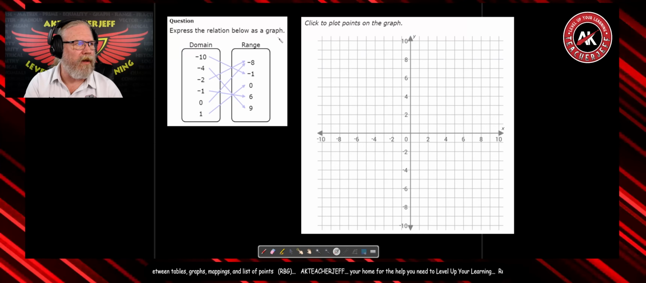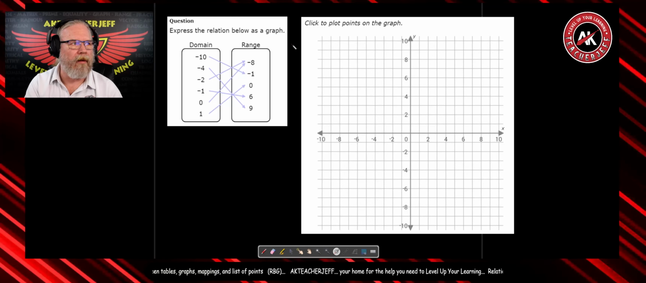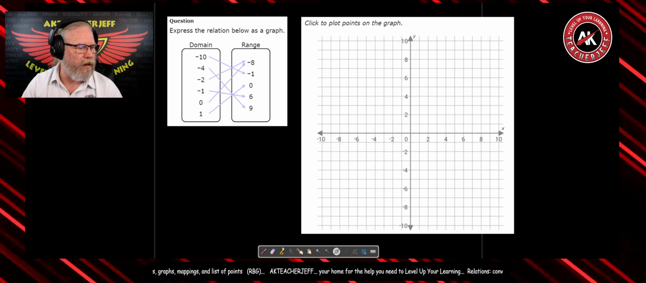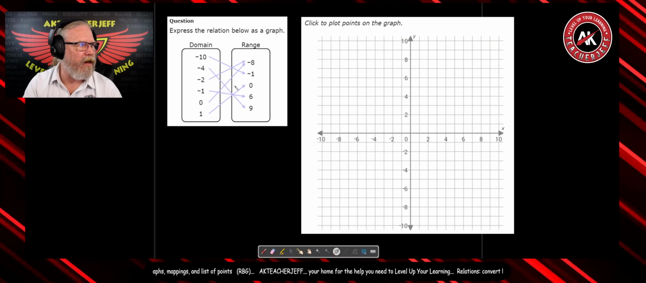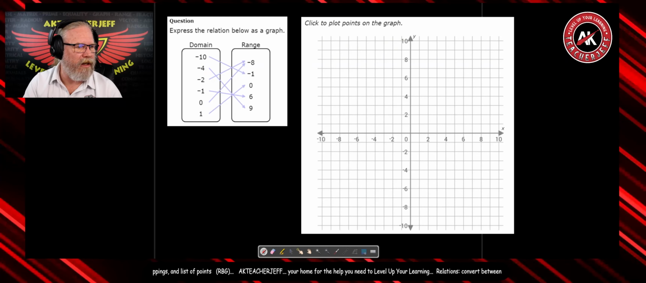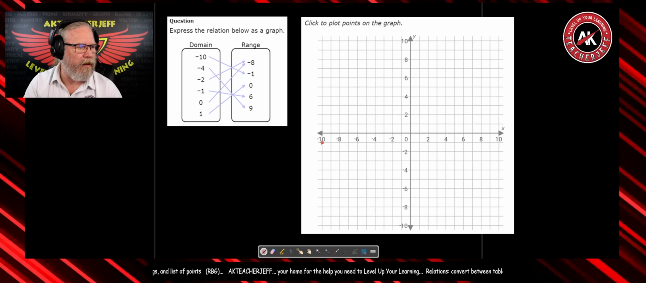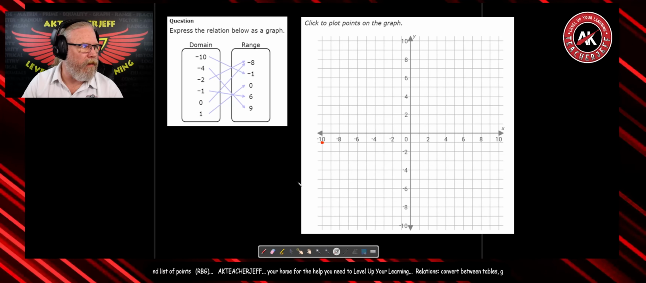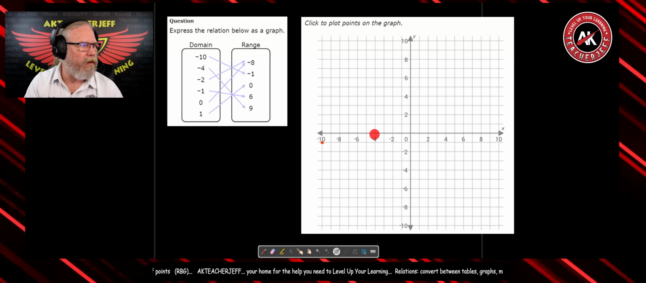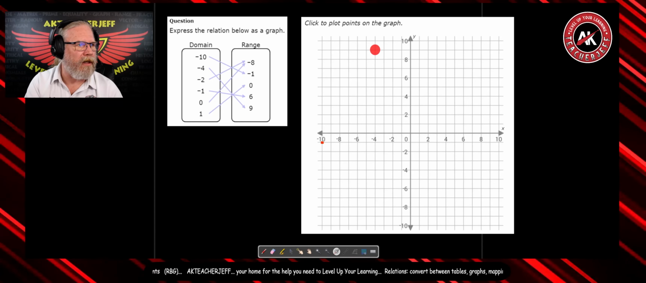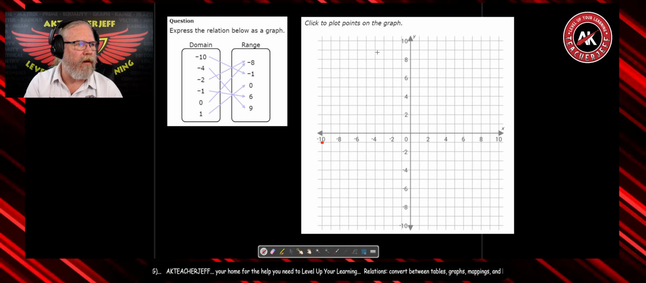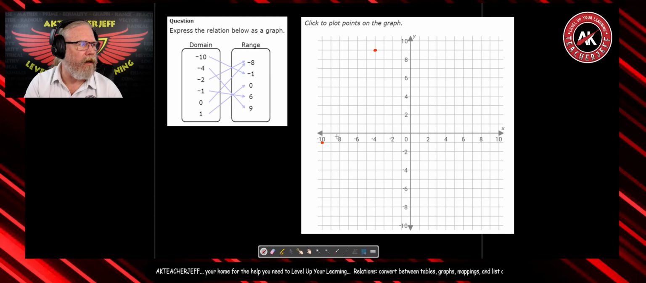On the next one, we have a map, and we need to take the information from the mapping and put it onto the graph. So let's go ahead and do that. -10 is mapped to -1. So -10, map that to -1. There we go, right there. And then -4, map it to 9. -4 is here. And we're going to map that to 9, which is up here. So that should be that spot right there. Let's go ahead and map -4, 9, right there.